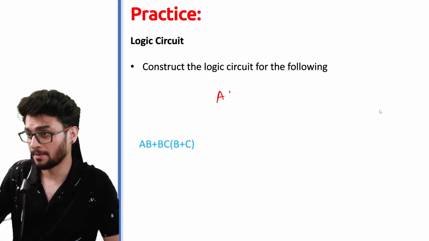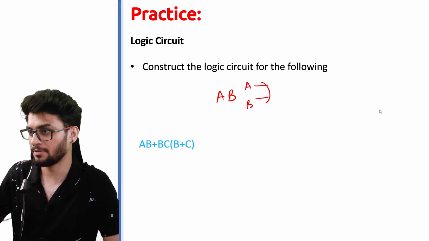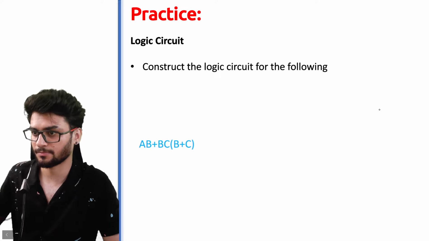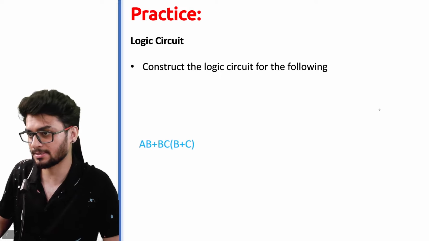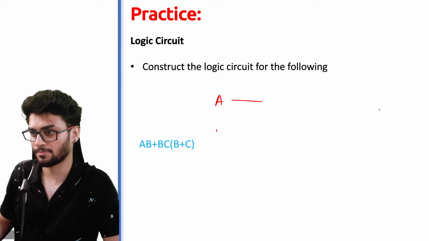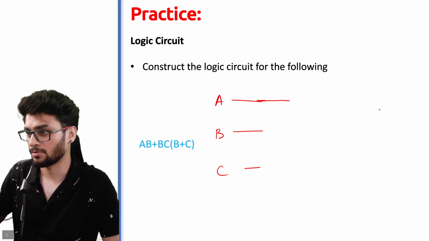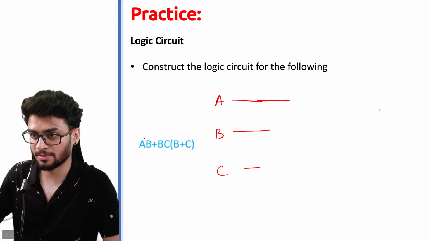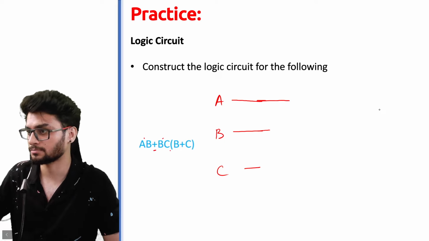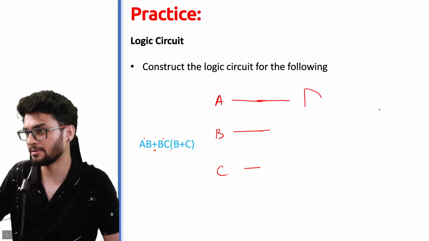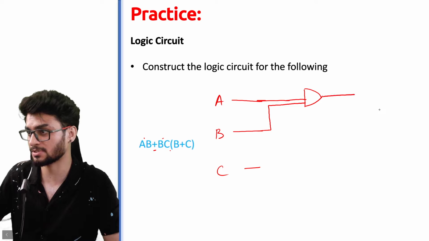Similarly, AB ke liye hum log kaise create kar sakte hai? It is simple. AB. Alright, so let's say we have A, we have B, and we have C. So there are 1, 2, 3, 4, 5 gates in total. The first is the AND gate. AND gate mein hum log bhej rahe hain A ko and also B. So this gives us A and B.